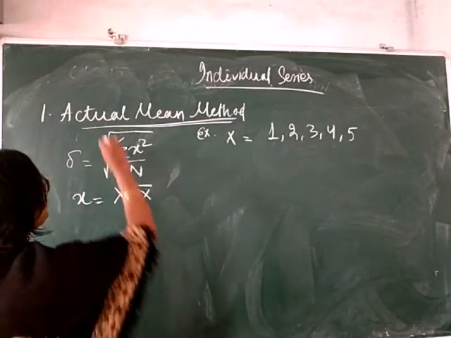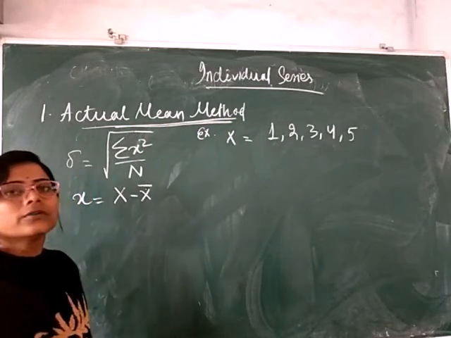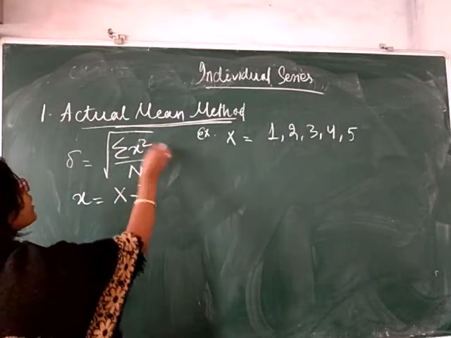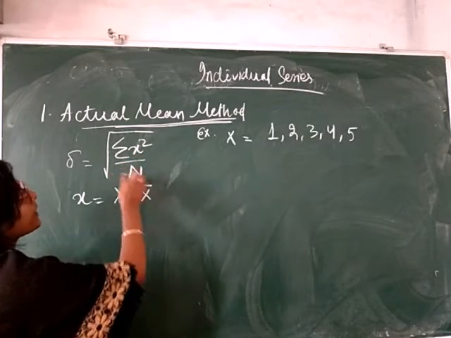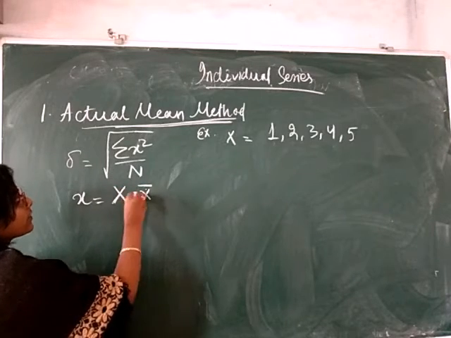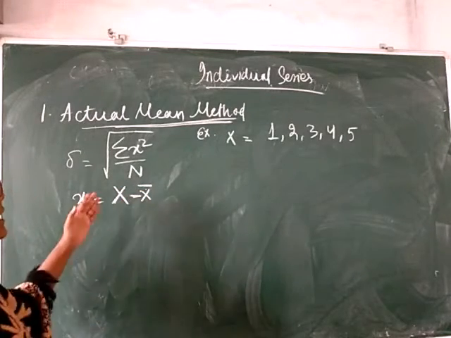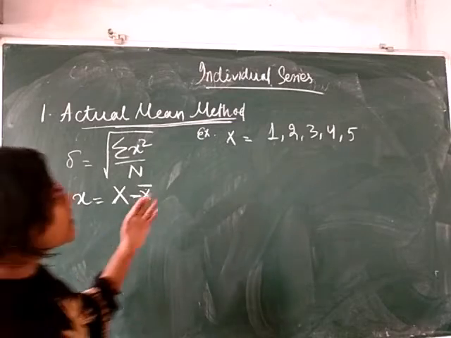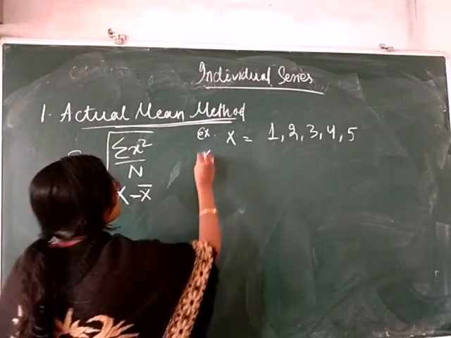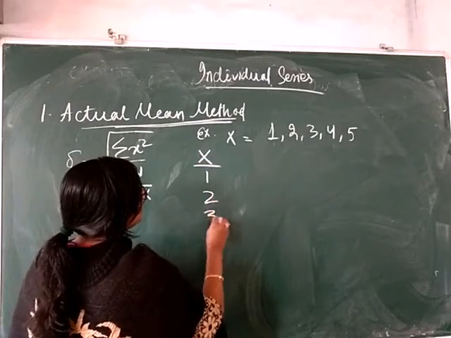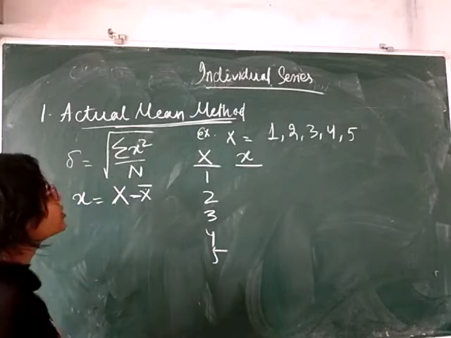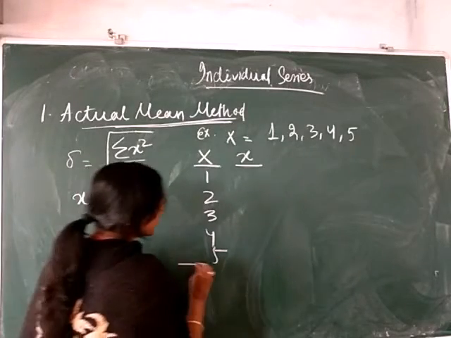Compute standard deviation under actual mean method. The formula of standard deviation under actual mean method is sigma equals square root of summation of x square whole divided by n. Small x we can calculate as capital X minus mean, and n is the number of observations. This is the example. Now we compute standard deviation under actual mean method. First we write the x, then we calculate small x equals x minus mean. For this purpose first we calculate mean.